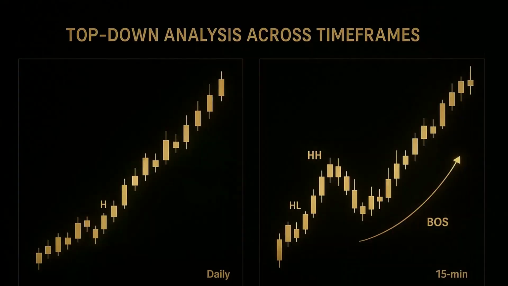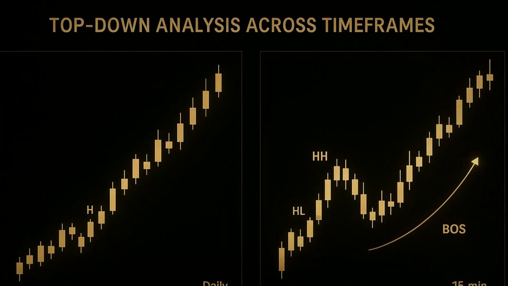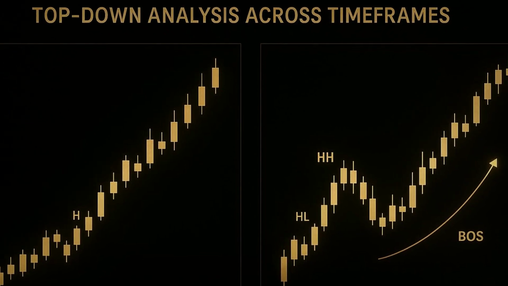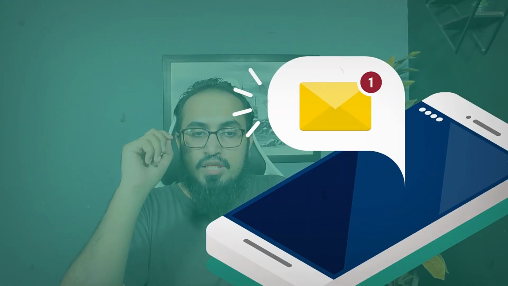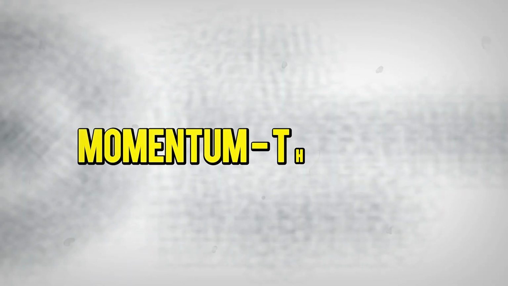A shift in market structure, or SMS, is a car changing direction. It happens when price breaks against the existing trend. For example, in an uptrend, if price breaks below a higher low, that's an early warning that the trend might be changing. It's the market's way of whispering something might be changing here. Remember, BOS means trend continuation. SMS means potential reversal.